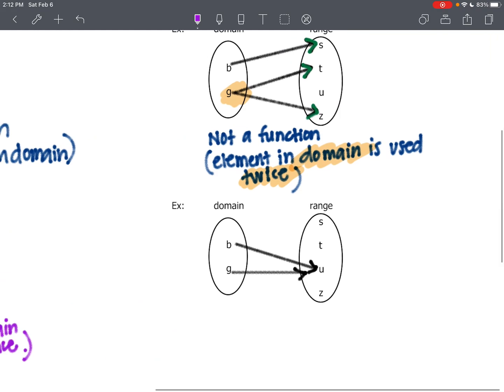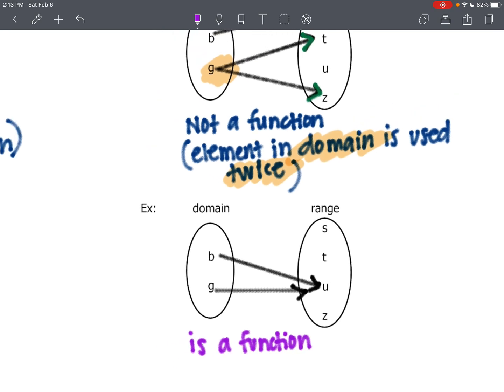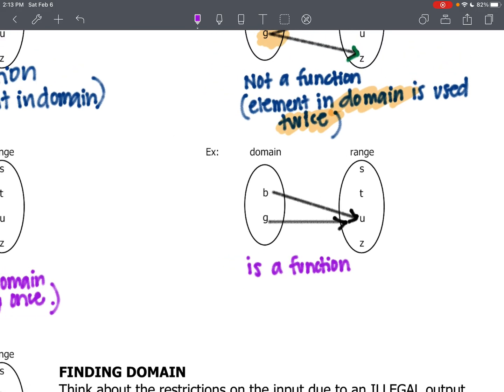Okay, let's come over here. Now, once again, it's all about the domain. Is every element of the domain being used? Yes, we have two elements in the domain, B and G. They are both being used. Are each one of them being used only once? Yes. So this is a function. And it is a function for the same reason that the previous example is a function, because each element of the domain is used exactly one time.